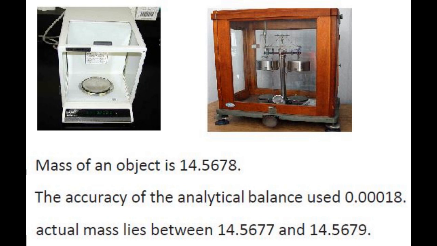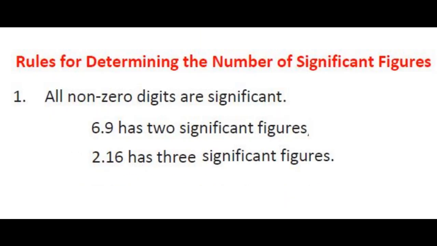14.5679. Therefore, the certain values are 1, 4, 5, 6 and 7. But the value 8 is uncertain. The number of significant figures can be represented by the total number of certain digits and the last uncertain digits. So here the number of significant figures is 5 certain digits plus 1 uncertain digit and is equal to 6 significant figures. There are some rules for determining the number of significant figures.